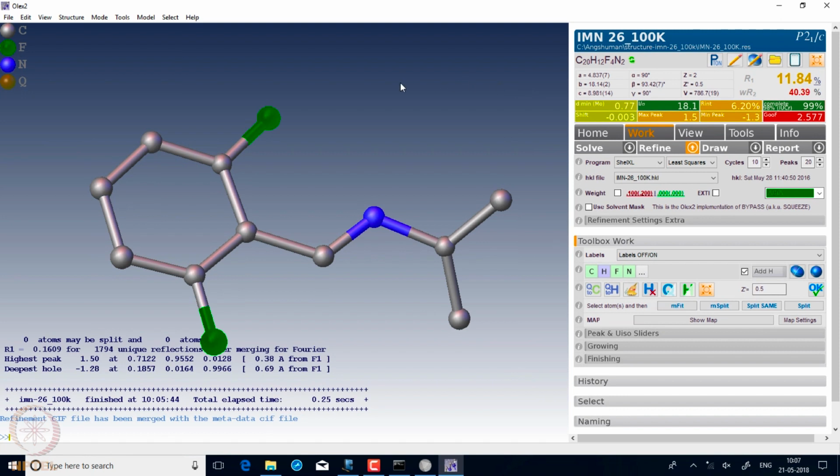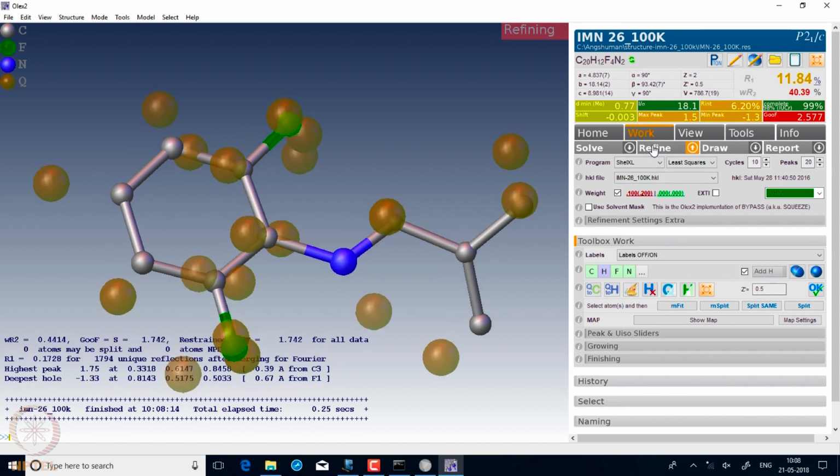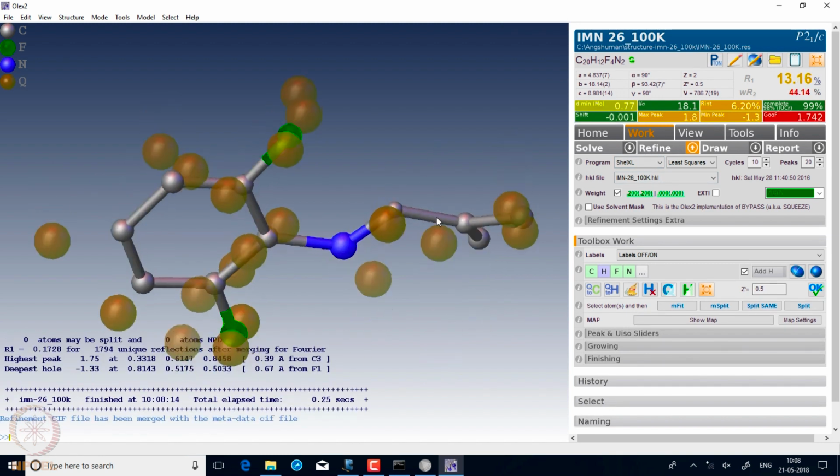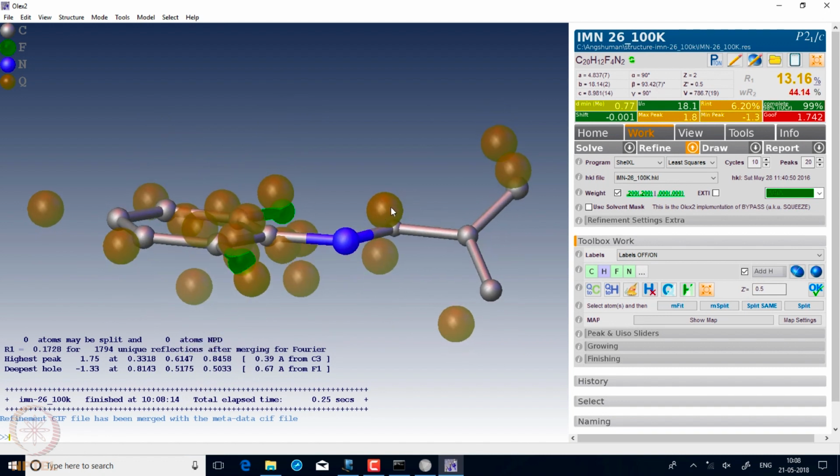Let us see what happens if we had assigned something wrong. For example, instead of this being carbon, if I had assigned it as nitrogen, and if I had assigned that as carbon, what would have happened? See, this nitrogen is N5 and that carbon is C3. We simply do a few cycles of refinement.